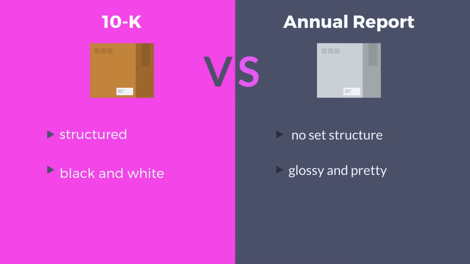The 10K has 3 parts. Each part has key disclosure items. And as I mentioned previously, the 10K has a table of contents, so you can easily select which section you want to jump to.